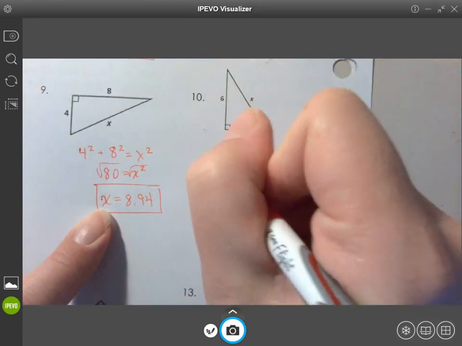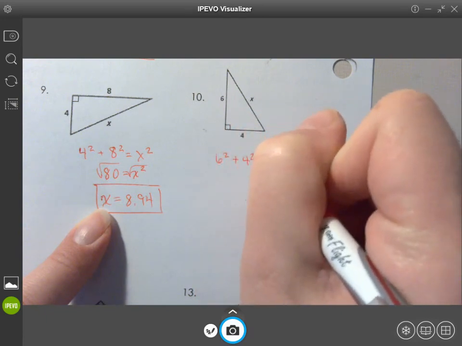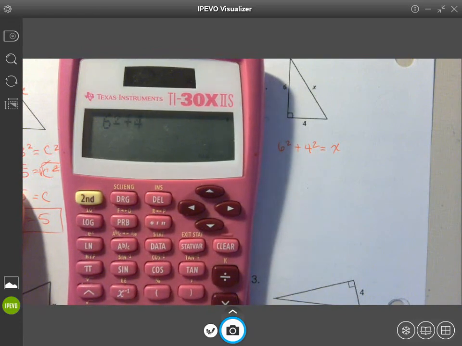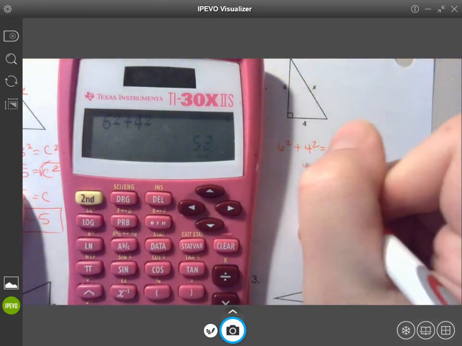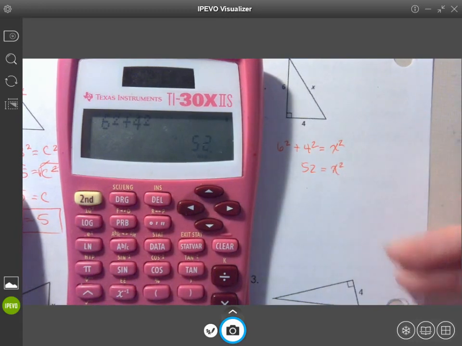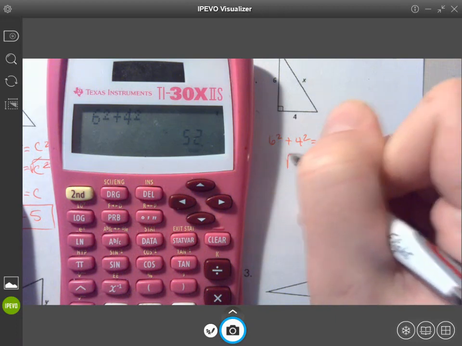All right. Leg squared plus a leg squared. Again, that's 36 and 16, but I can throw it in my calculator. 6 squared plus 4 squared, and I get 52 equals x squared. I missed my square. And so every time I do one of these problems, I now need to take the square root to cancel that.